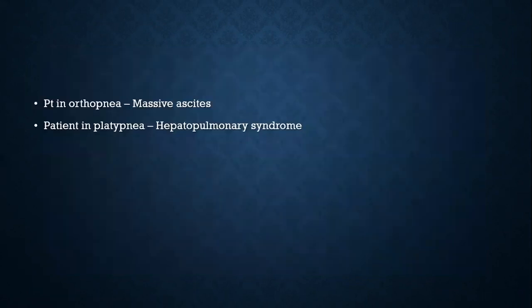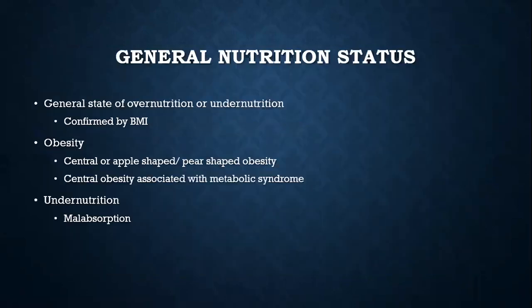Similarly, a patient with massive ascites can have orthopnea, so he'll be uncomfortable in the lying down position. He may be in a propped up position. A patient with platypnea, we all know platypnea occurs in hepatopulmonary syndrome, which is a complication of cirrhosis, where he'll be dyspneic in the sitting position and he'll be lying down mostly. So this is about the posture. We can infer a few things from the posture of the patient.